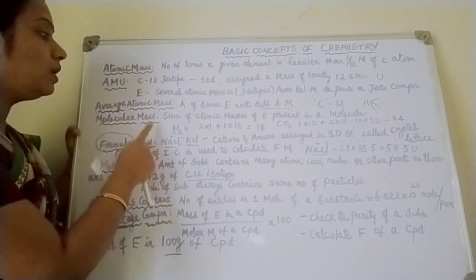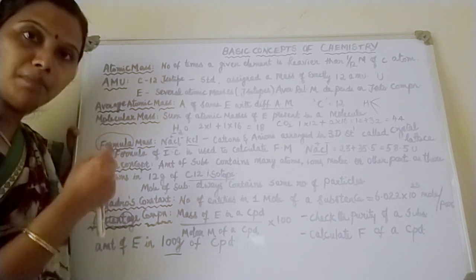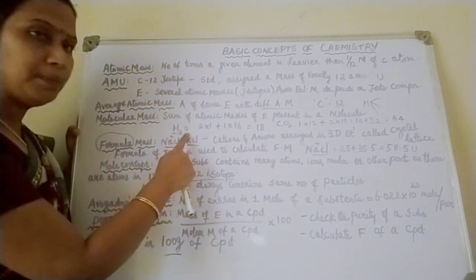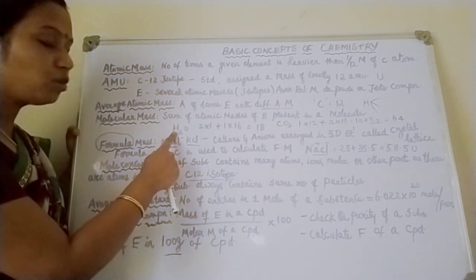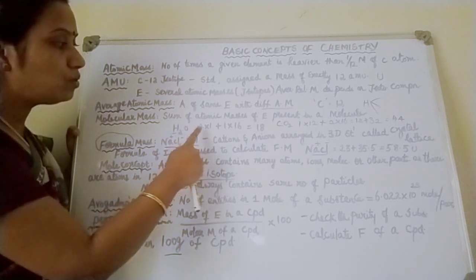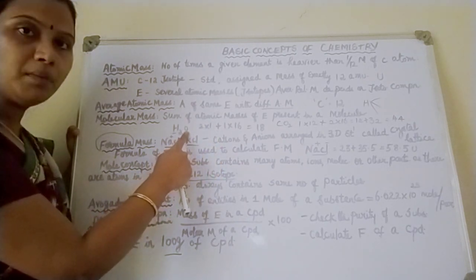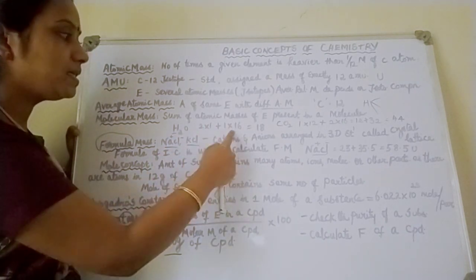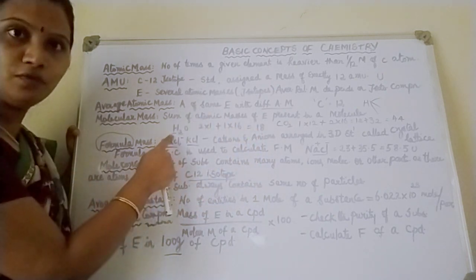And what is molecular mass? Molecular mass is nothing but sum of atomic mass of all the elements present in a compound. Say for example water. How many hydrogen is present in water? 2. What is the atomic mass of hydrogen? 1. So 2 into 1 plus how many oxygen? 1. And what is the atomic mass of oxygen? 16. So 1 into 16. So 2 plus 16 will be your 18. 18 is nothing but your molecular mass of water.